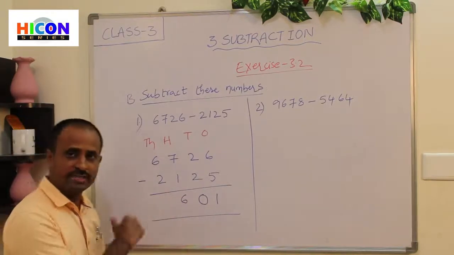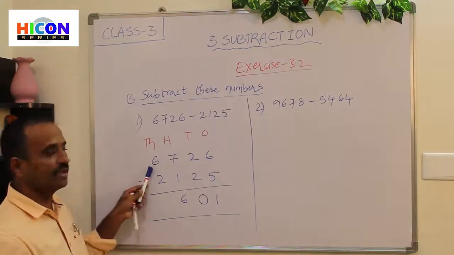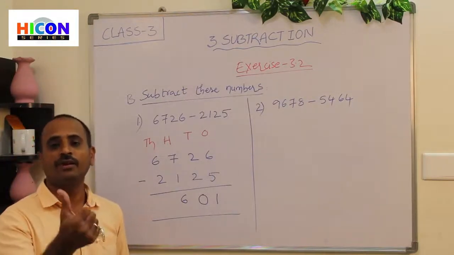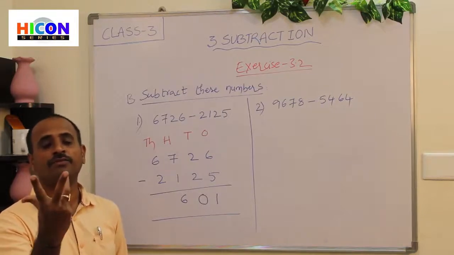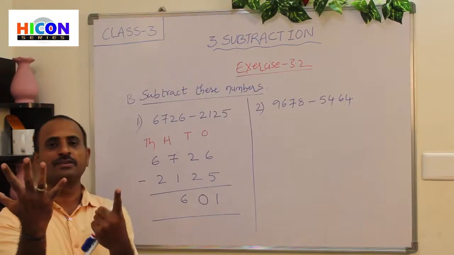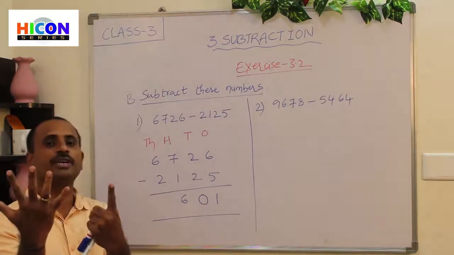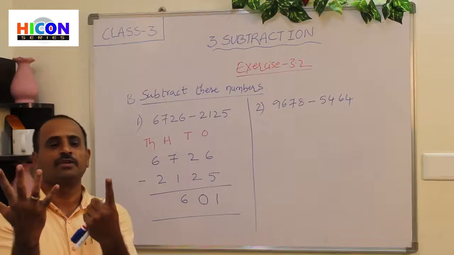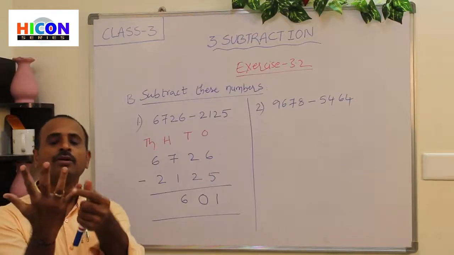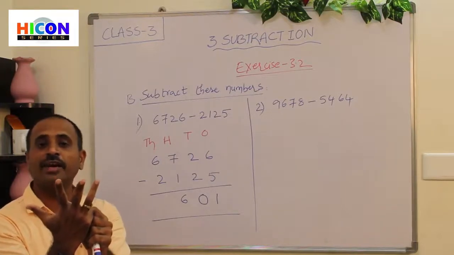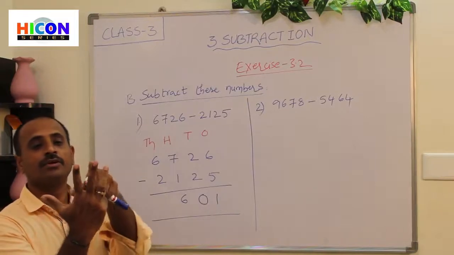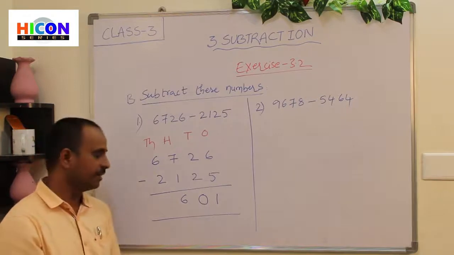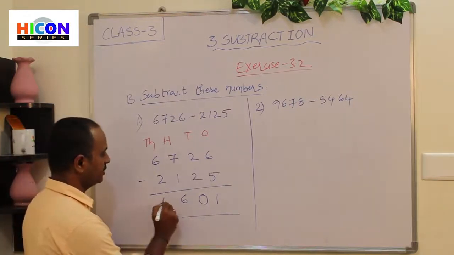Now go to thousands place. What is the first number in thousands place? 6. So open 6 fingers of your hand. 1, 2, 3, 4, 5 and 6. What is the second number in the thousands place? 2. So close 2 fingers among these 6 fingers. 1, 2. How many fingers are there remaining? 1, 2, 3 and 4. So there are 4 fingers remaining. Write 4 under thousands place.